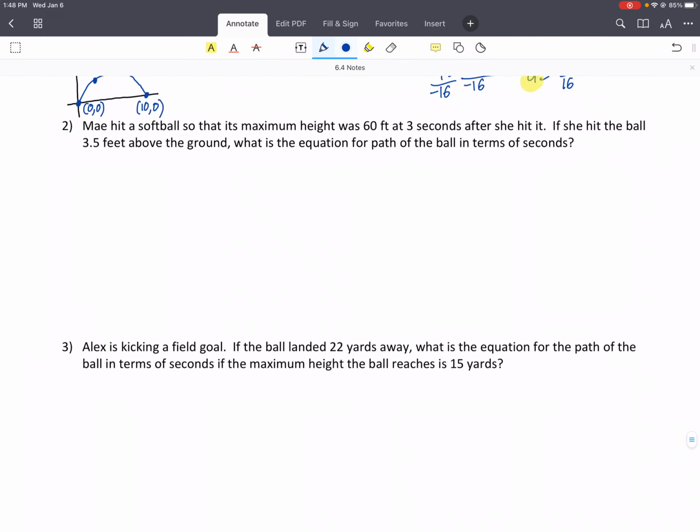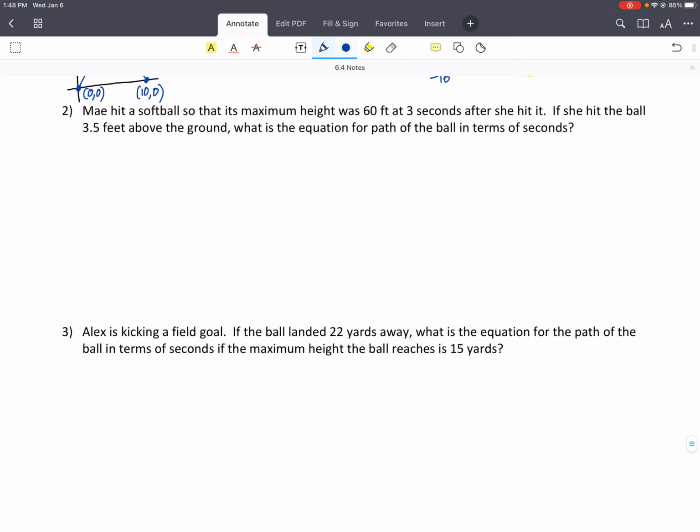May hit her softball so that its maximum height was 60 feet at 3 seconds after she hit it. If the ball, I'm going to assume that it says starts 3.5 feet above the ground, what is the path of the ball in terms of seconds?